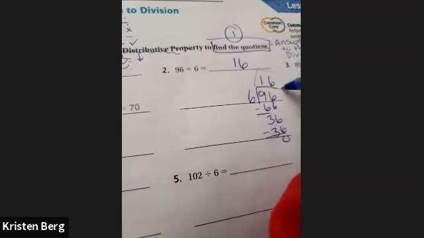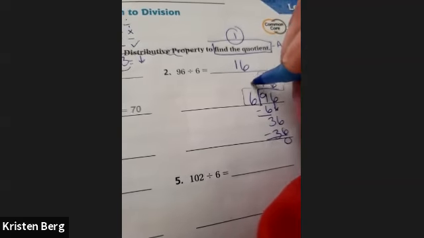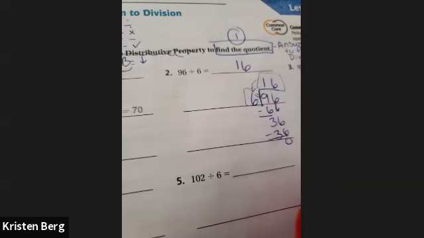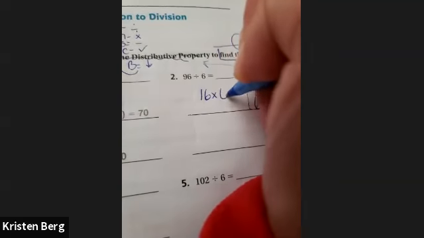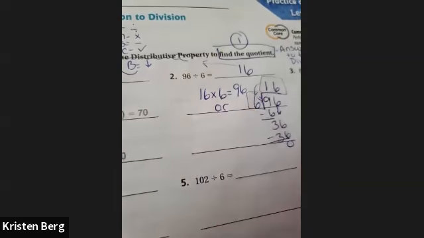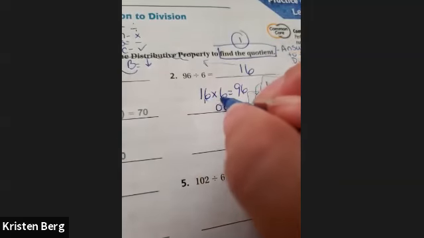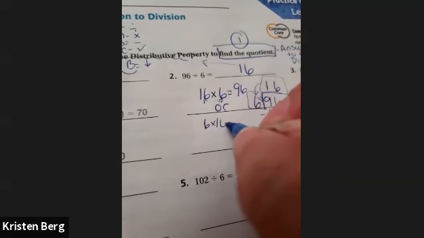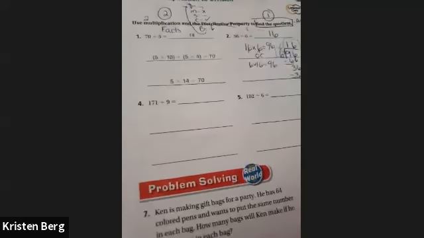And what are your two multiplication facts? You could have worked backwards and said 16 times 6 equals 96, or you could just do the commutative property, which is just flip-flopping these, and said 6 times 16 equals 96. All right, and then I want you to do number 3 for homework. You are not going to do number 4. I'm going to do number 5 with you very quickly.